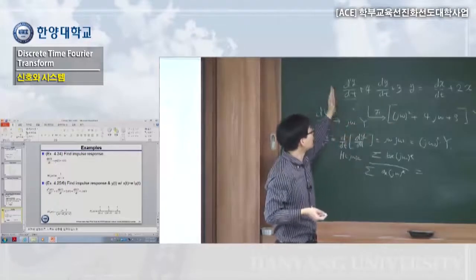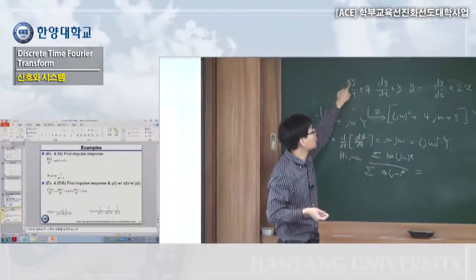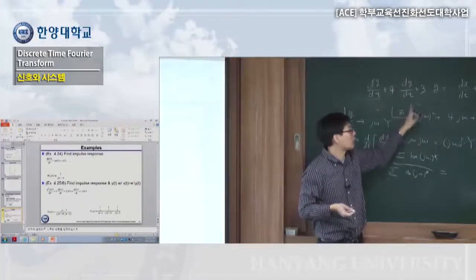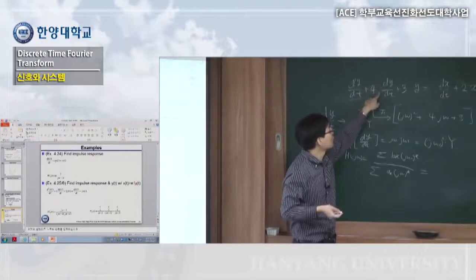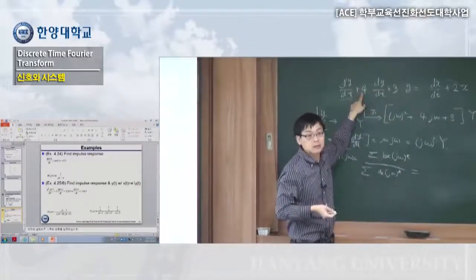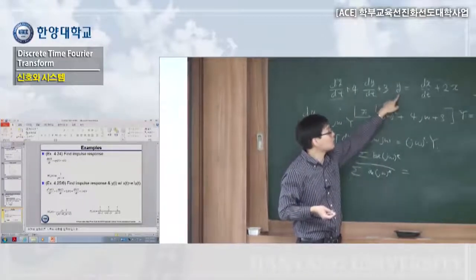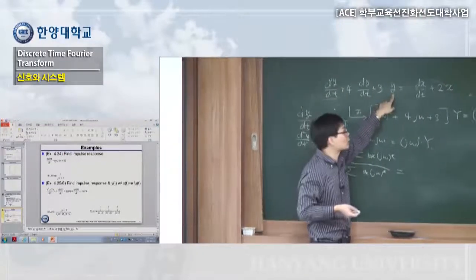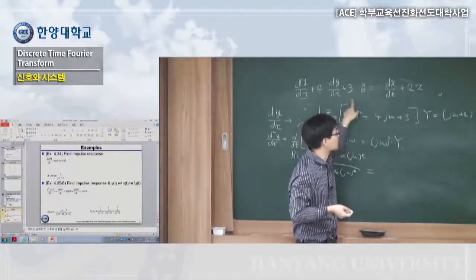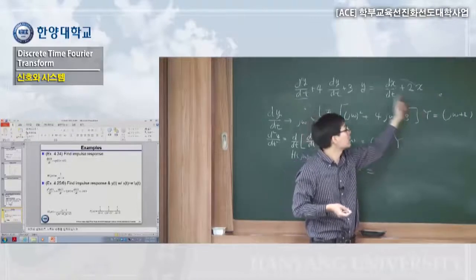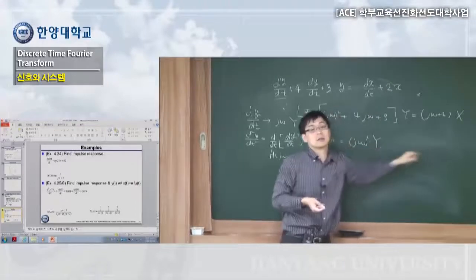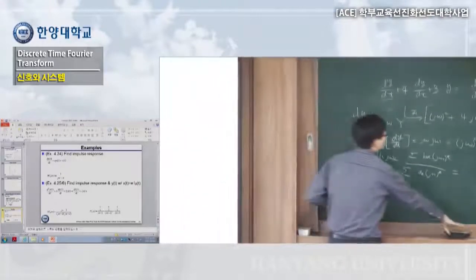Likewise, the second derivative multiplied by 1 changes to (j omega) squared times 1. The first derivative changes to j omega, and 4 is a constant, so 4 is here. In the last term there's no differentiation, so it just changes directly to Y, and the constant 3 comes along. Likewise, on the right side, j omega because of the differentiation, and 2 from the constant. Right?